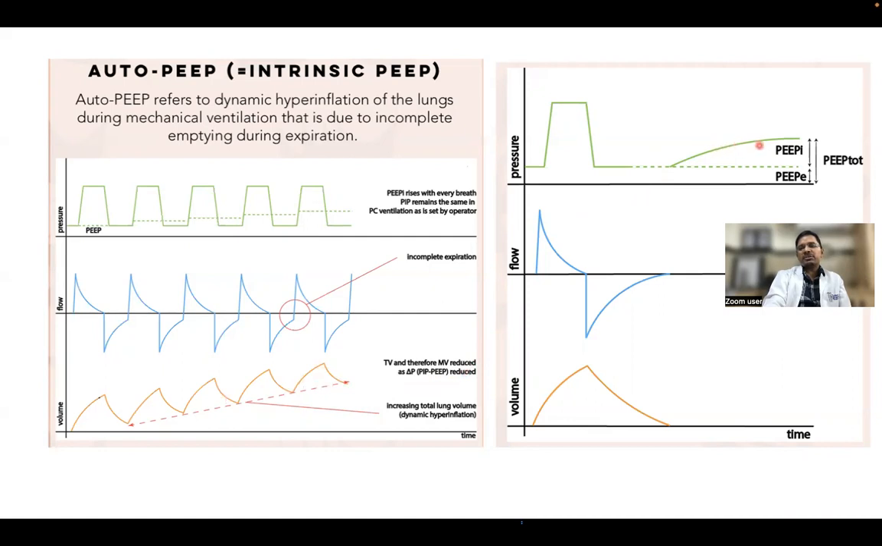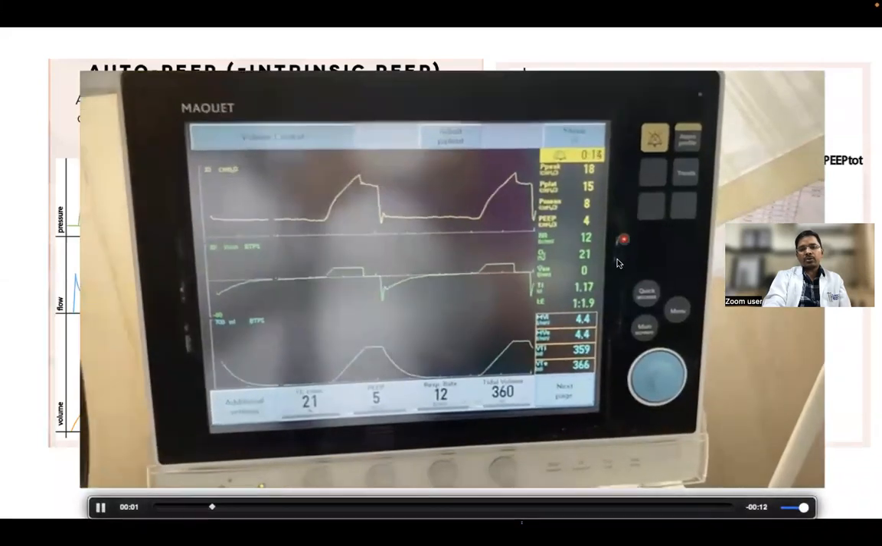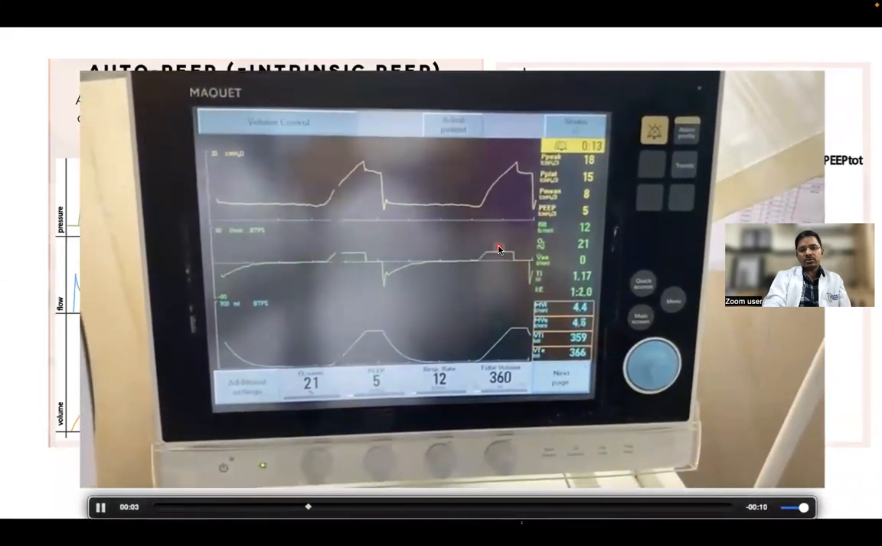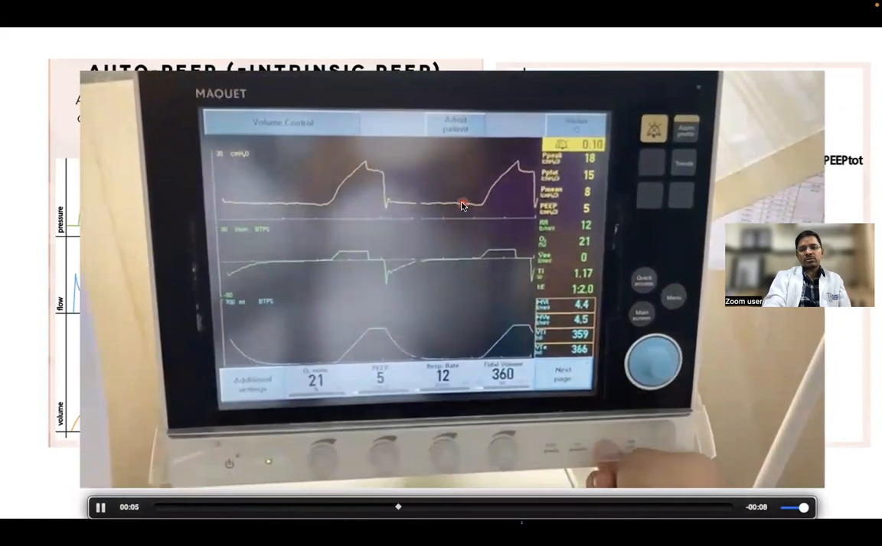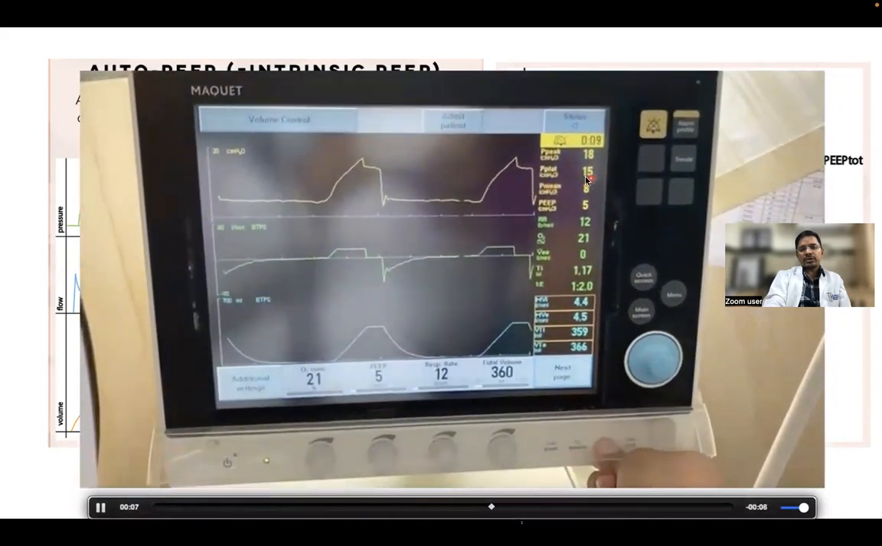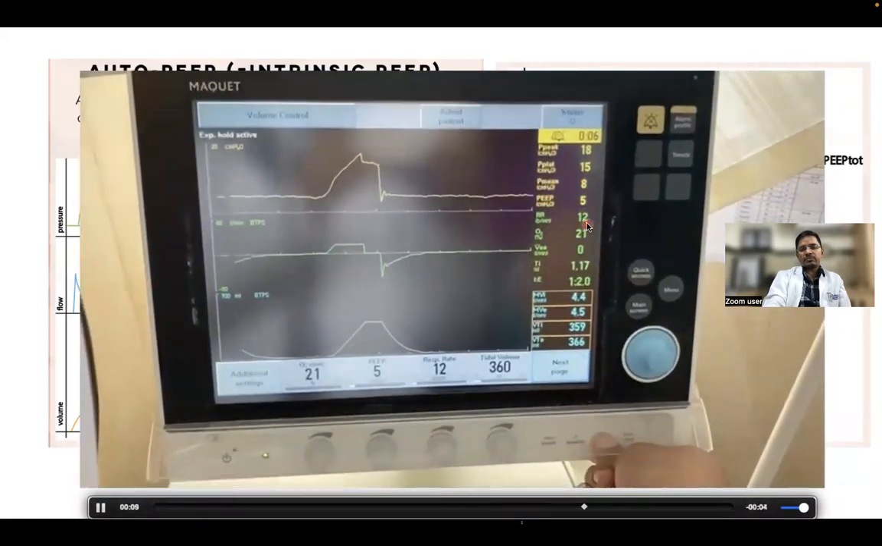That can also be measured by the expiratory hold. In the expiratory hold, we can see that this is the external PEEP and this is the internal PEEP. Let's see the video. Whenever you hold the expiratory pause on the ventilator, we can see there is a change of the total PEEP. In a normal lung, it's not changing much.